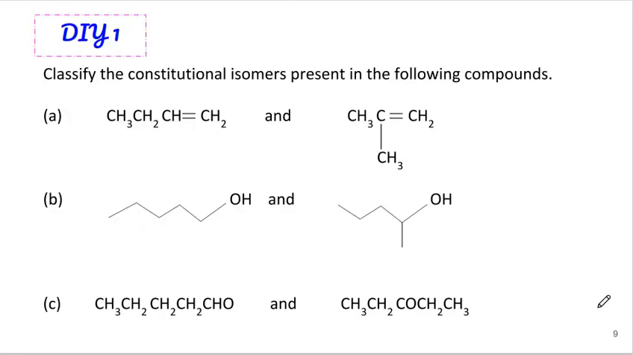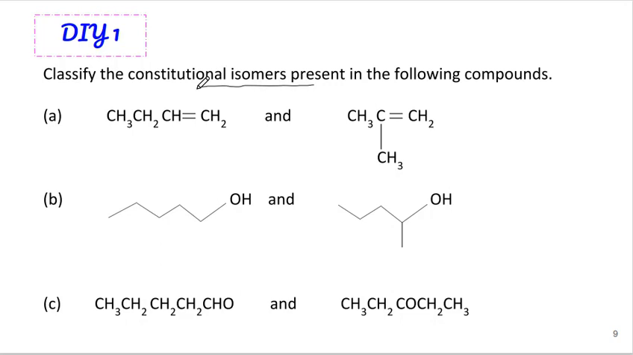Now let's have a look at the DIY questions given here. For the first question, they asked to classify the constitutional isomers present in the following compounds. If you notice, they give you the structures in pairs for every question, so that you can identify what type of isomerism exists between them. If they ask you to draw, you must also give at least 2 or more depending on the structure.